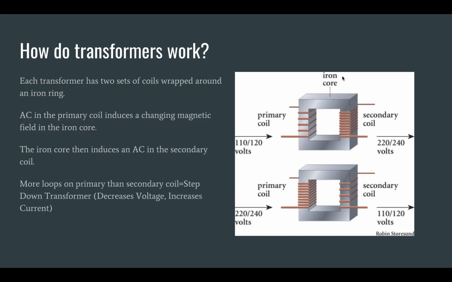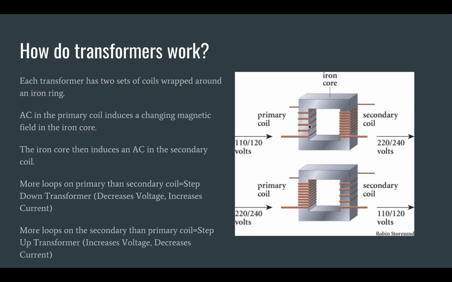So if in your coil you have more loops on the primary than the secondary coil, which is what we have as an example right here, more loops on the primary coil than the secondary coil, that is what's called a step-down transformer. You decrease the voltage and increase the current. Now, when you think about the idea of step down, that down refers to the voltage. So make sure you remember when we're talking about a step-down transformer, the down refers to the voltage. Also, you need to know that the primary coil has more turns than the secondary coil in a step-down transformer.